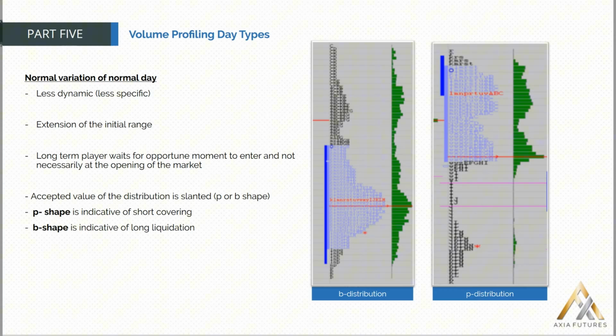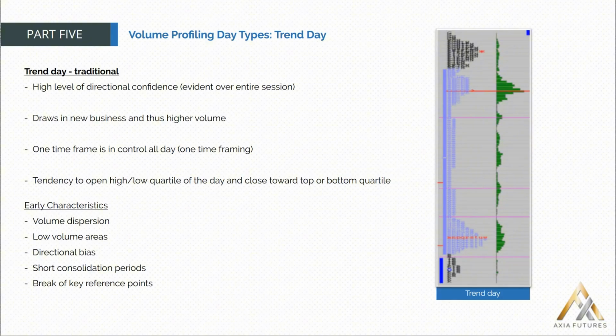We'll now talk about our next day type, which will be a trend day type. The first of the trend days is a traditional trend day. As you can see in the profile in the picture, it's a day type where we have lots of little profiles or areas being accepted over a period of a day. Remember what we said, in a traditional trend day, there's a high level of directional confidence and it tends to be evident over the entire session.